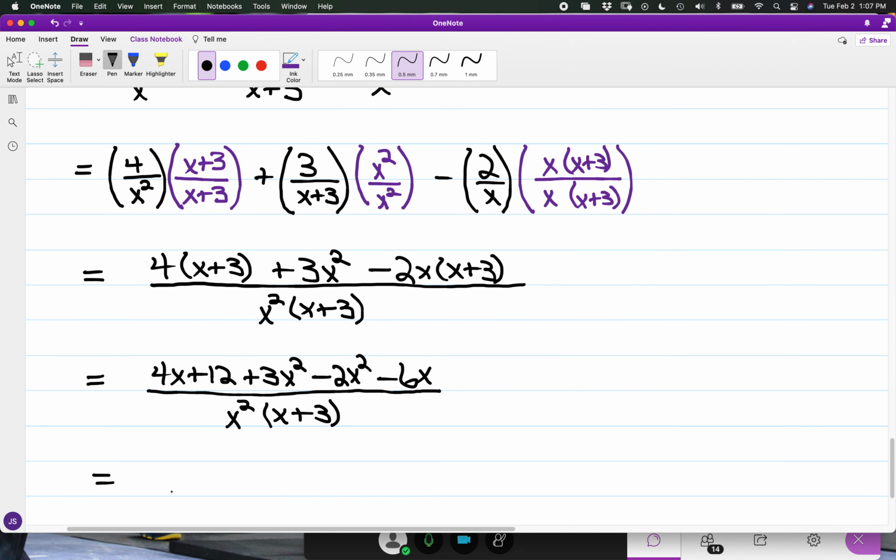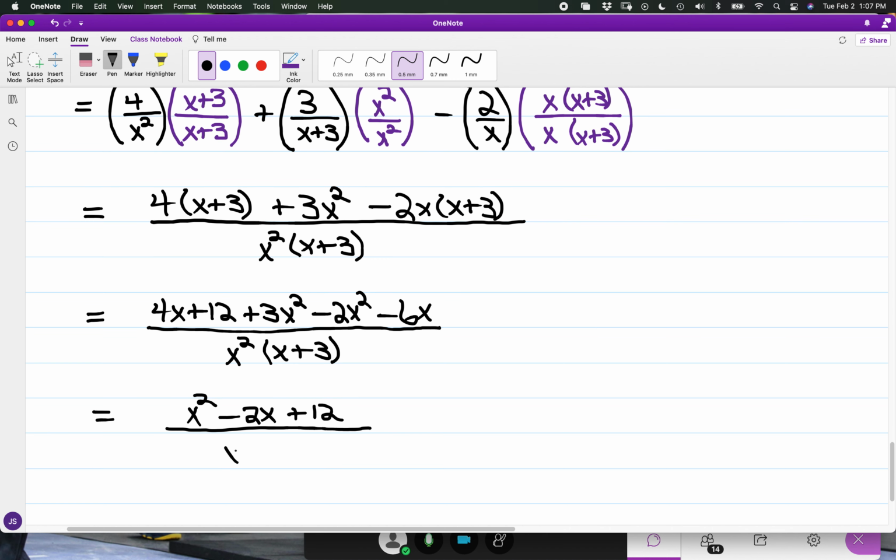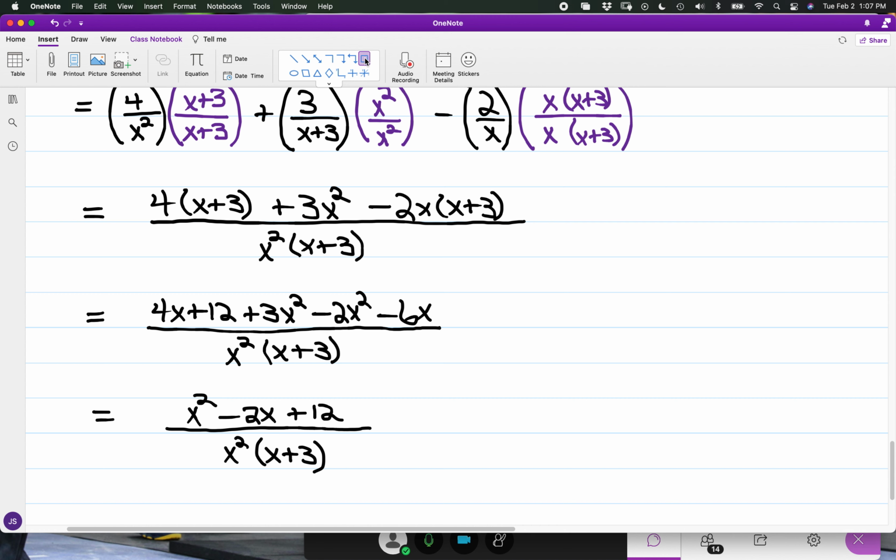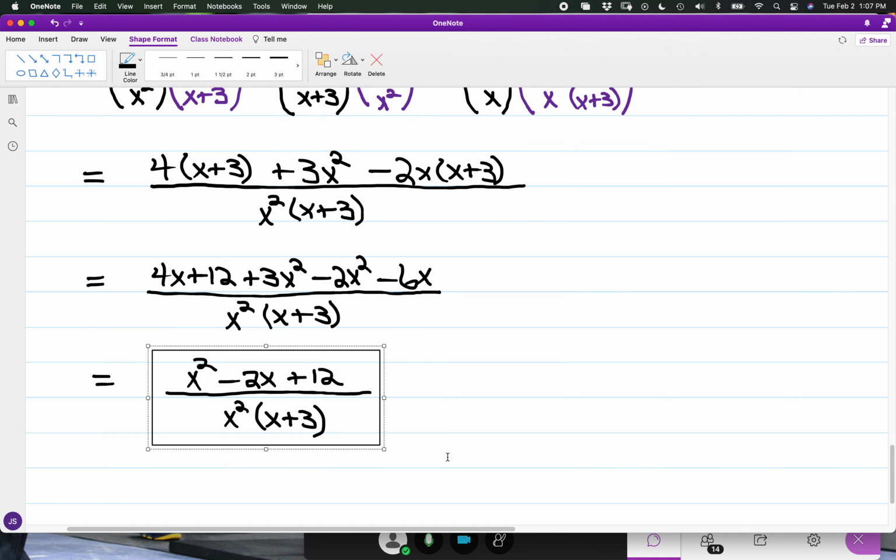And just combining the like terms in the numerator. Okay, so we've got 3x squared minus 2x squared, so you have x squared left over. Now in the first degree in x, we have 4x minus 6x, so this will be a negative 2x. And then we have the only constant in the numerator, which is going to be plus 12. Again, we'll have all over x squared times the quantity of x plus 3. And that'll be the end result for what we have in 67.